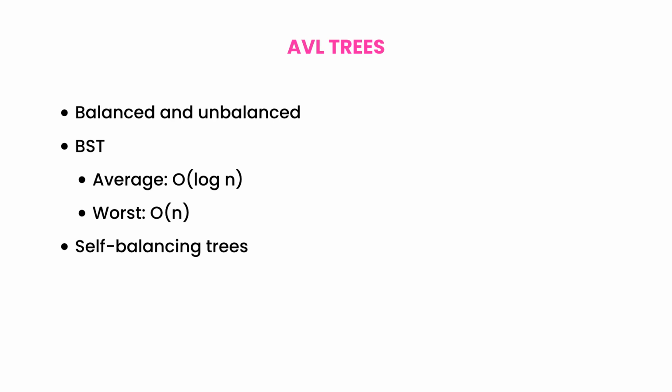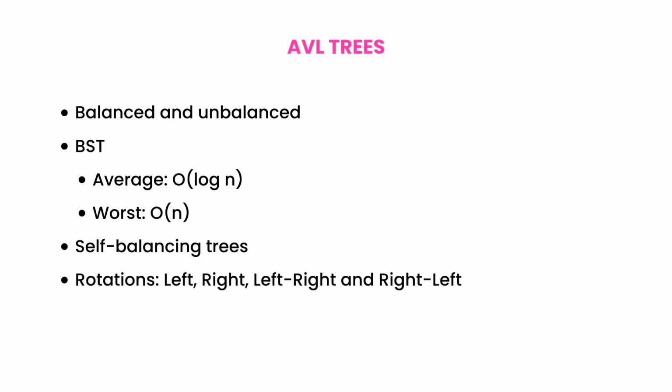Self-balancing trees come to solve this problem. They automatically balance themselves as we add or remove nodes. We have many self-balancing trees, such as AVL trees, red-black trees, and so on. In AVL trees, we have 4 types of rotations: left, right, left-right, and right-left.